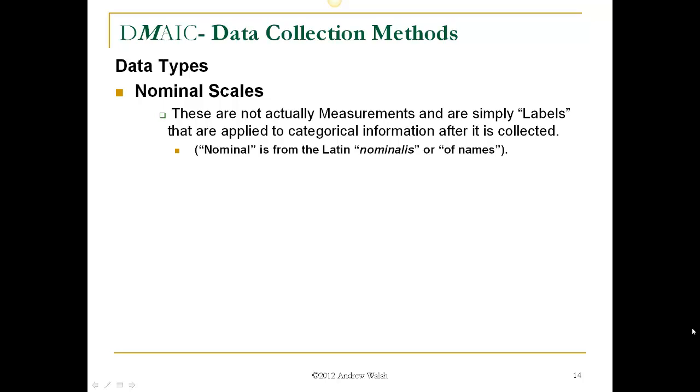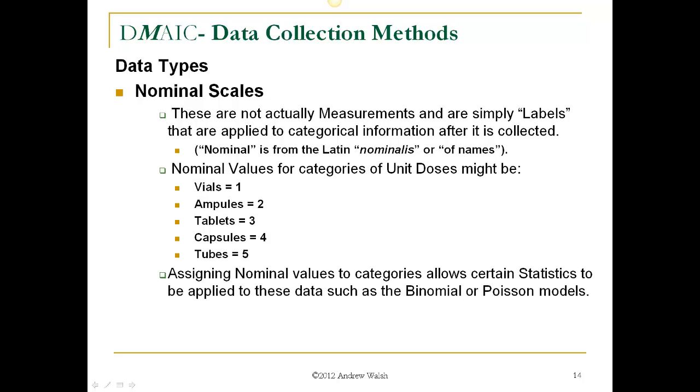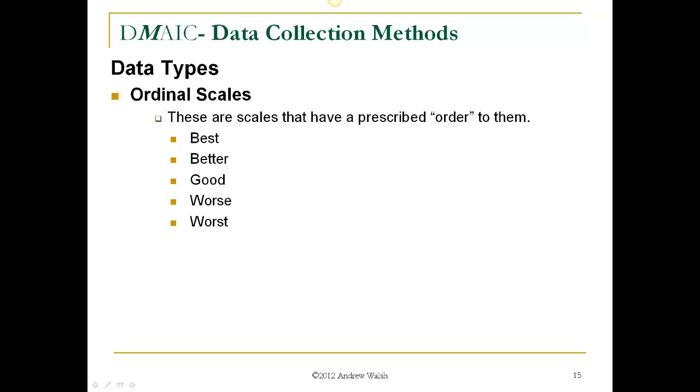The nominal scales. These are not actually measurements and are simply labels that are applied to categorical information after you collect it. And nominal is from the Latin nominalis, meaning of names. And here's an example of some nominal values for categories of unit doses. So we might nominally assign vials the number 1, ampules number 2, tablets 3, capsules 4, tubes 5, etc. Assigning nominal values to categories allows certain statistics to be applied to these data, such as the binomial or Poisson models. Nominal scales, by the way, have no unit of measure.